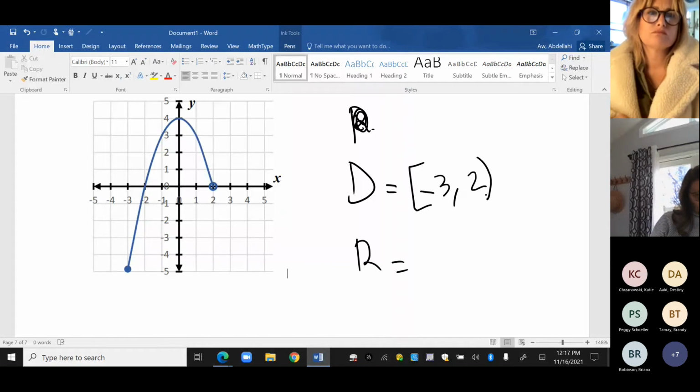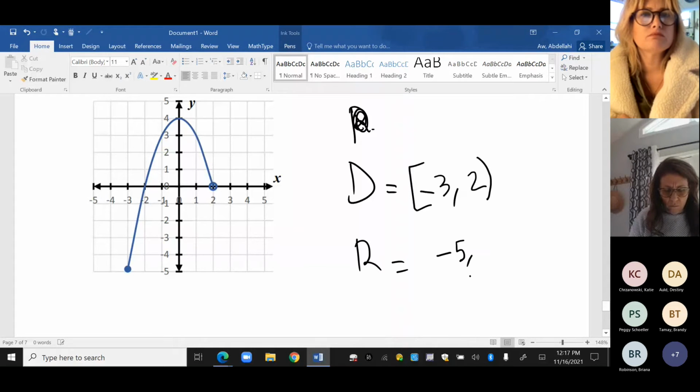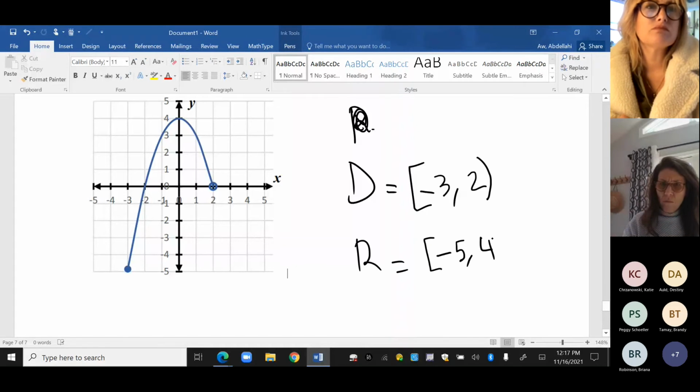What is the bottom y? -5. What is the top y? 4. Thank you. Should we include -5? Yep. Should we include 4? No.